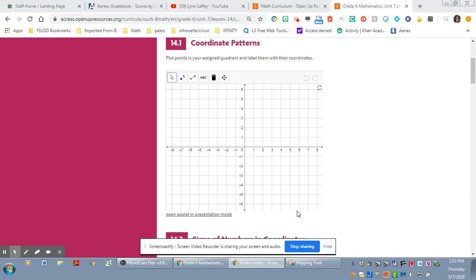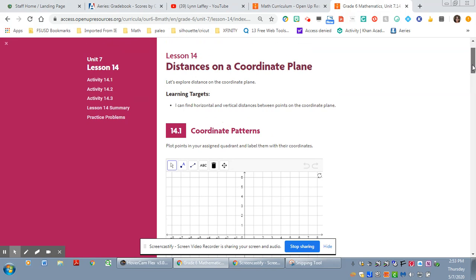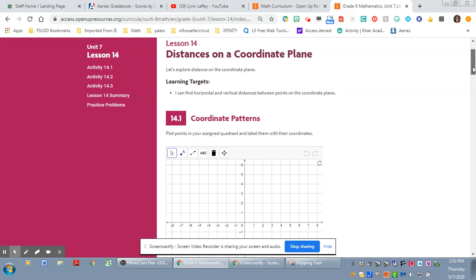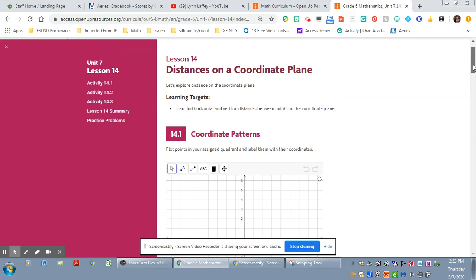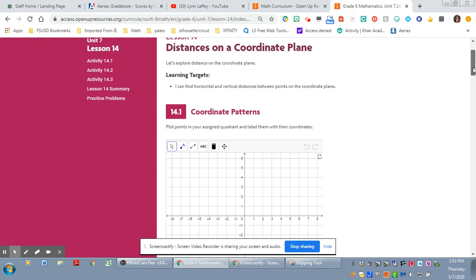Hi, this is Mrs. Laffey, and we are doing Unit 7, Lesson 14. These are the student-facing task statements, so you can locate this online or you can download the papers in Google Classroom under Unit 7 materials.